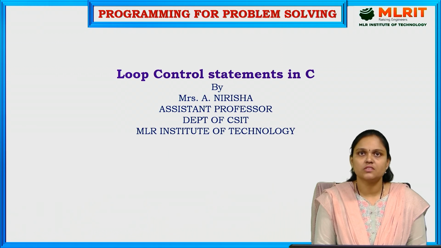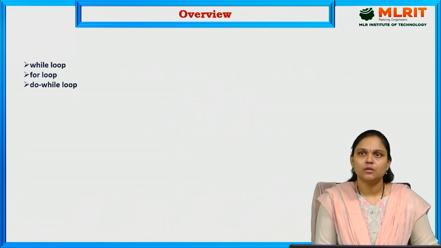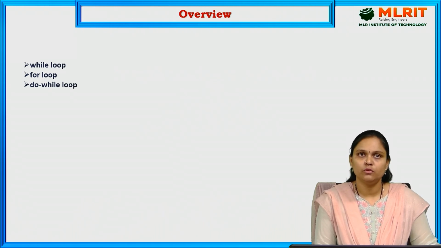Today we are going to discuss loop control statements in C. Coming to the overview, we are going to learn about the while loop, the for loop and also the do while loop.